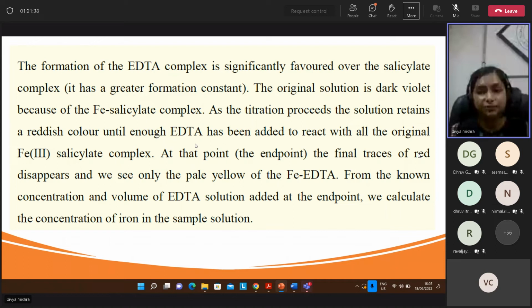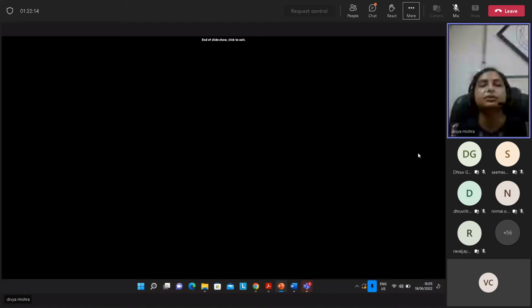Okay, but when enough EDTA is added, it will react with all the original iron salicylate complex, and at that point the final traces of red color will disappear, and we will see only the pale yellow color of iron EDTA complex. So we are moving towards the known concentration of EDTA. वो हमको ब्यूरेट में से मिल जाएगा कि कितना वॉल्यूम हमने EDTA का यूज किया, कितना ऐड किया, और उसके ऊपर से we will calculate the concentration of iron in the sample solution.